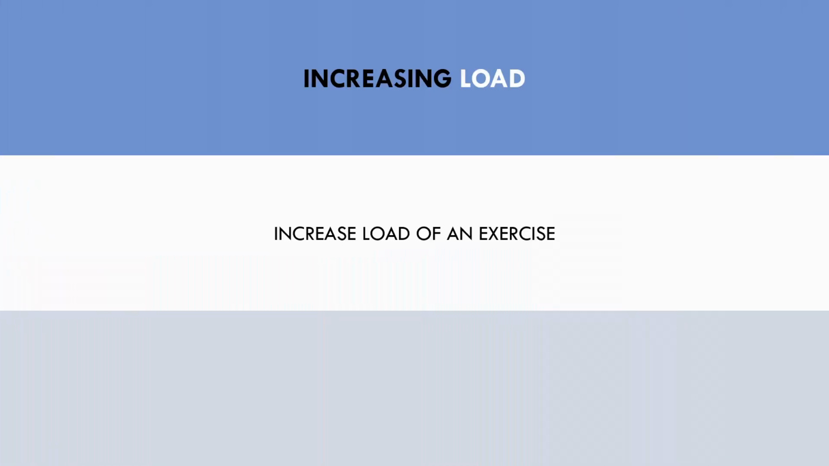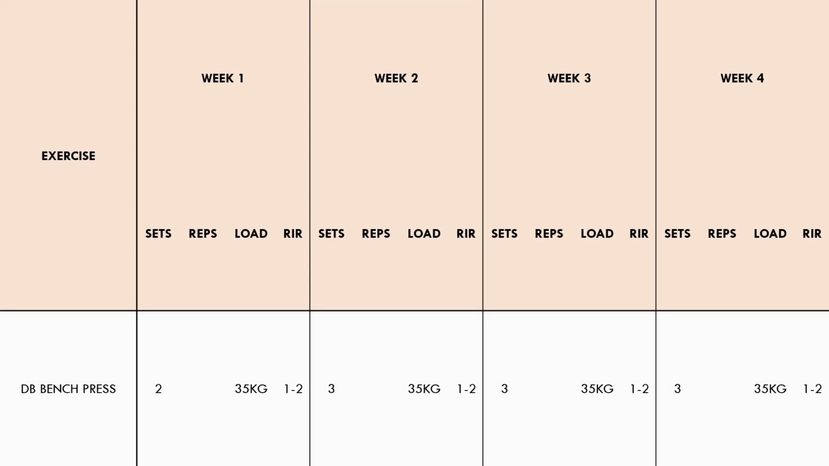The second application of progressive overload is to increase the load lifted. This can be done if the trainee is improving performance at a given load and the rep ranges they are performing are getting too high. By increasing the load lifted, the rep ranges will reduce and the trainee can then increase reps over time once again. For example, let's use the dumbbell bench press once again.